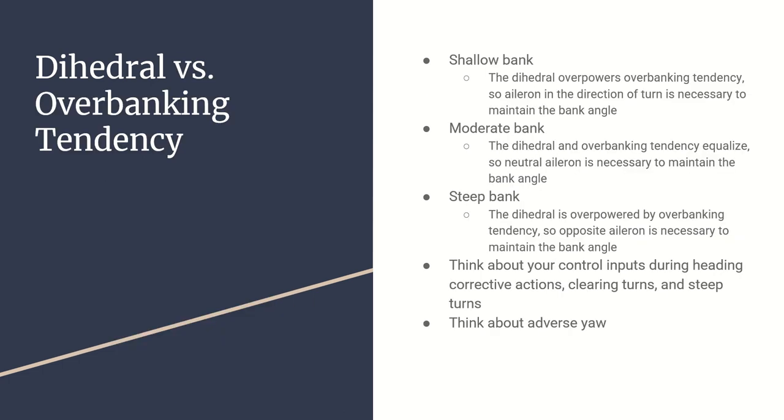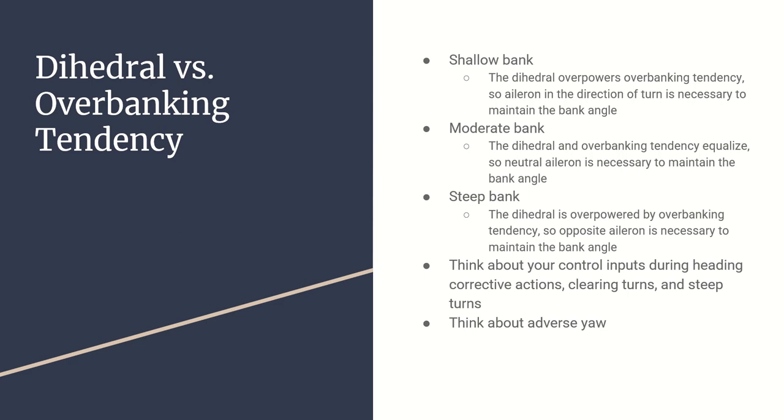So shallow bank, remember the dihedral is kind of that force that's winning, right? It's trying to get that airplane back into straight and level. So if we want to maintain a shallow bank, and again, I don't put numbers on this because it's different for every airplane, but let's just say like 10 degrees, right? If we're trying to maintain that bank to fight the dihedral to maintain the 10, we're going to have ailerons in the direction of the turn, or the bank, okay, to maintain that.